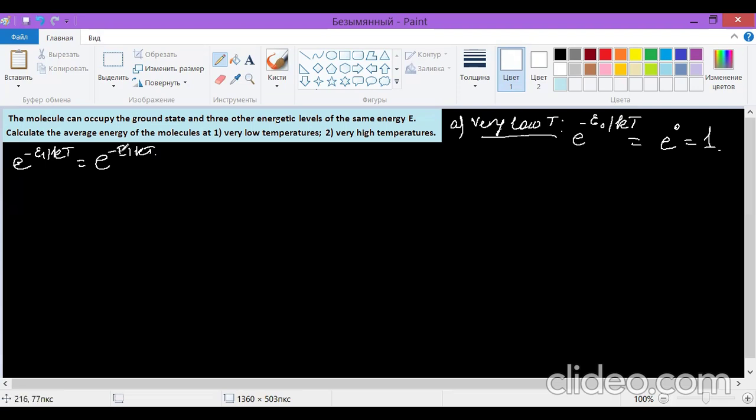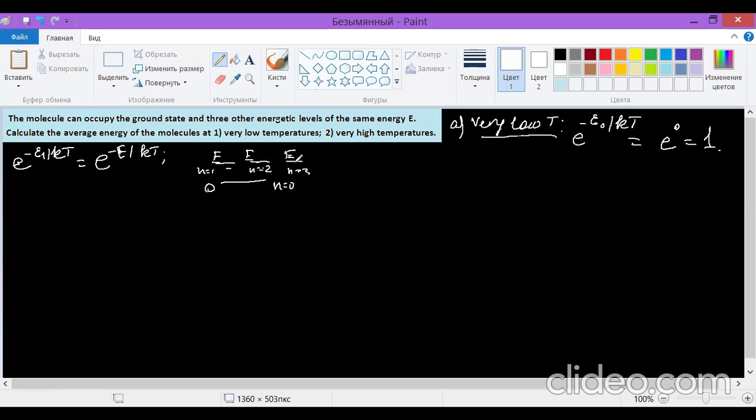It's equal to this, because from the problem we see that for all the other levels, the energy is equal to E. It's not E sub 1, it's just E. So it's e raised to minus E over kT, and this is the same for the other levels. Let me draw it. So this is the ground state, and we've got three other levels here, 1, 2 and 3, but the energy of these three levels is the same: E, E, and E. Here it's 0.